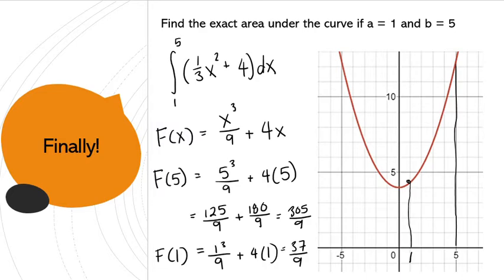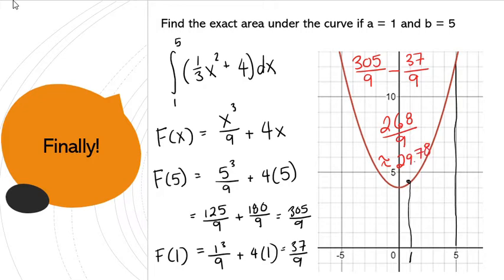So our final value will be 305 over 9, the antiderivative at x equals 5, minus 37 over 9, the antiderivative at x equals 1, and we'll get a final value of 268 over 9, which is approximately equal to 29.78.